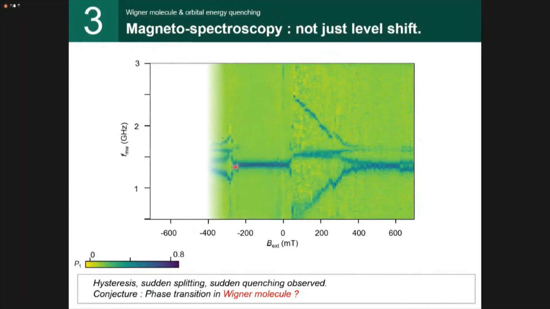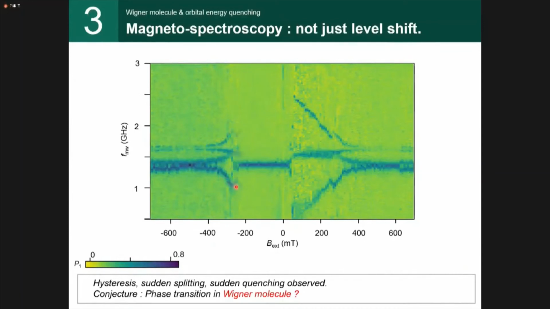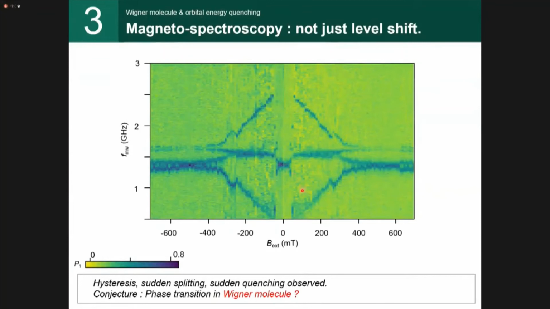In the minus direction, this kind of phenomenon happens again. When you go back, it goes to a different track and then quenches at a lower level. It is a hysteretic phase transition, and we don't have any idea right now, not yet, how to explain this kind of weird phenomenon. Maybe we are seeing the phase transition inside the Wigner molecule. We don't know. We have a big question mark here.